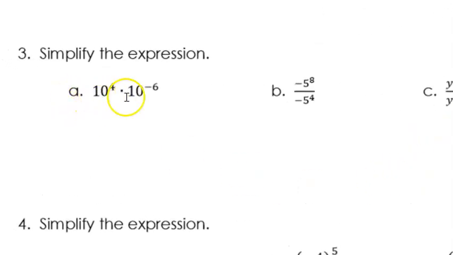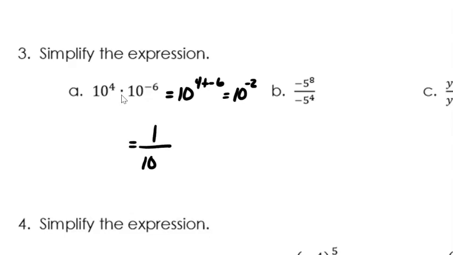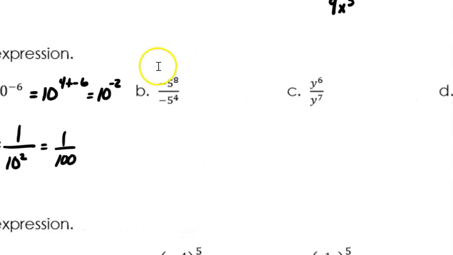So on this one, they have the same bases. If the same bases are multiplying, you can add the exponents. So we can do 4 plus -6, and we get 10 to the -2. Now a negative exponent, remember, moves to the reciprocal. So in this case, it moves to the bottom of a fraction, 1/10 squared, which 10 squared is 100. So it's 1/100.